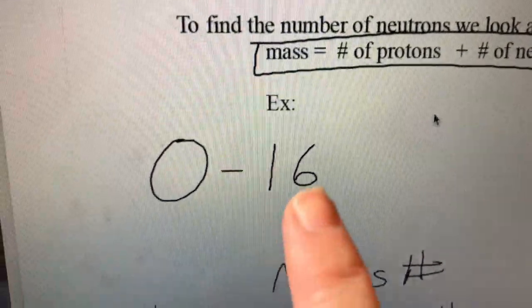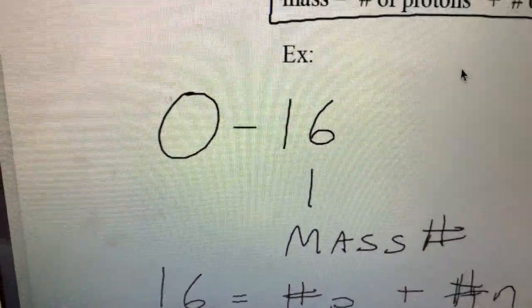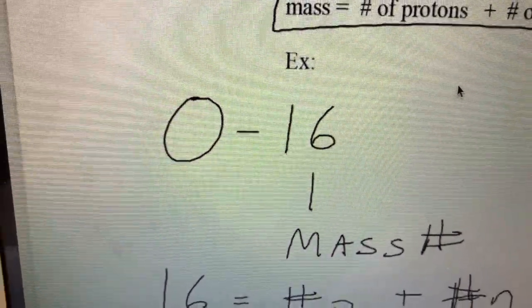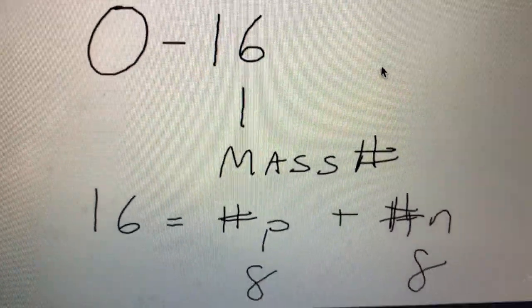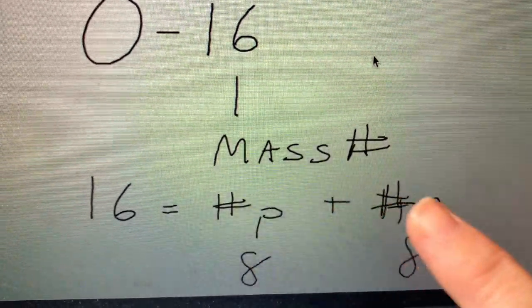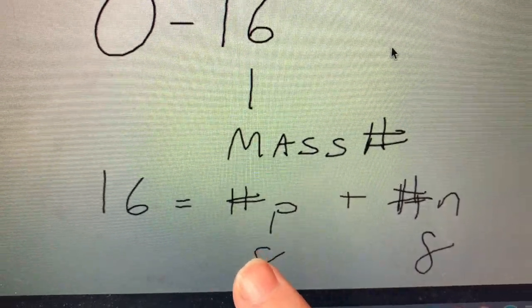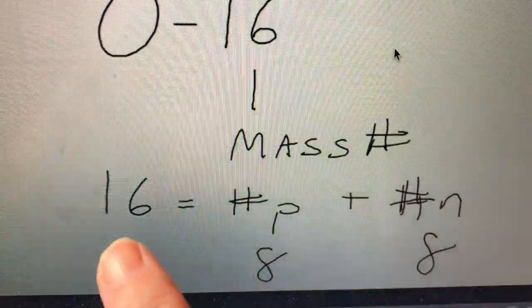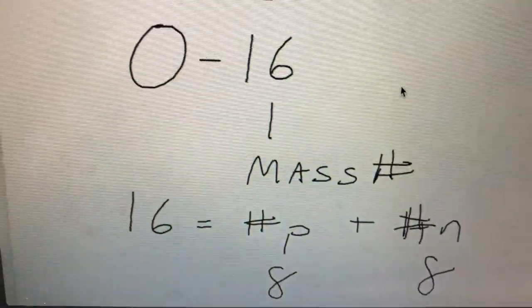Another way to show that is to draw it O-16. This represents the mass. We call that the mass number. Well, since the mass is 16, and we know that that 16 comes from your protons and your neutrons, we already know the protons are 8 because we know the atomic number is 8. 16 minus 8 gives you 8. That's your number of neutrons.